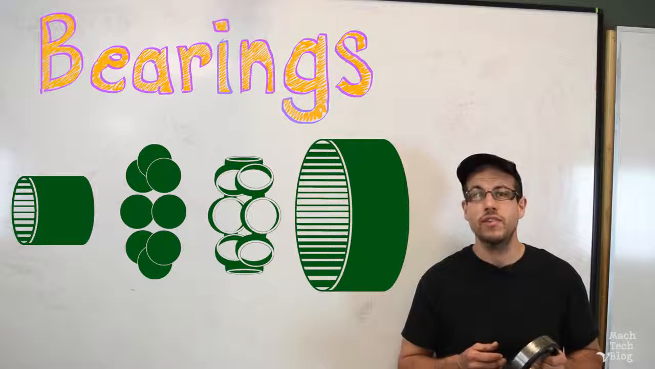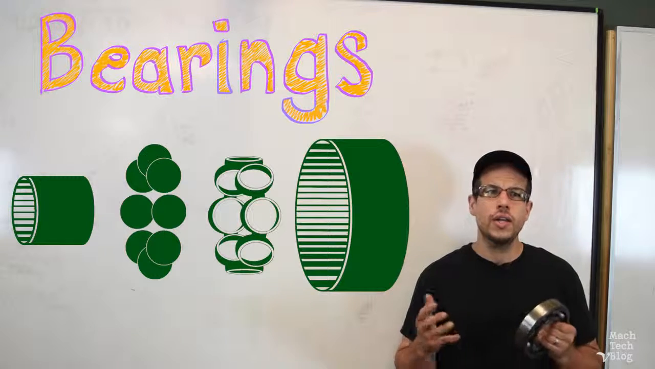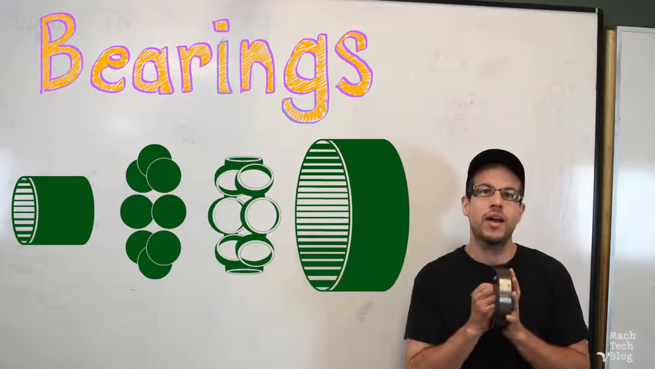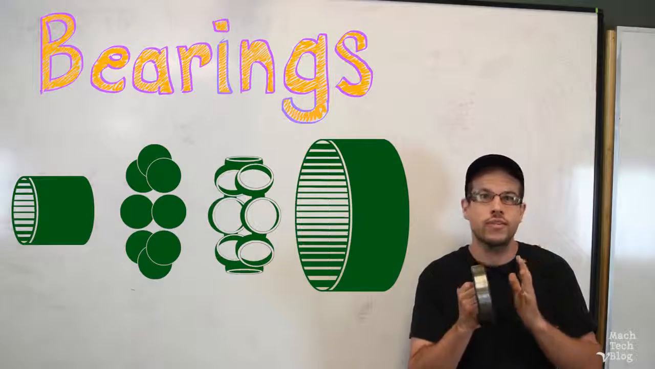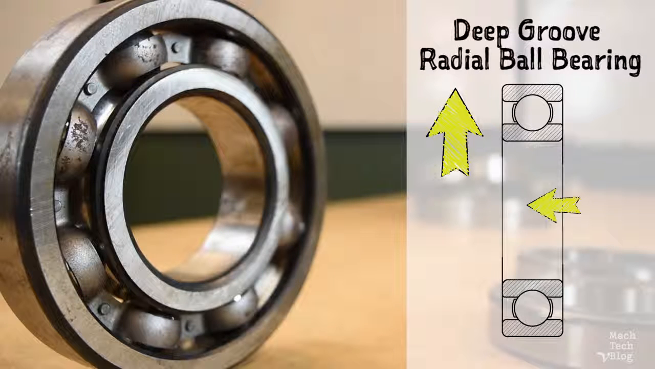These extra accessories, usually in the form of seals or shields, are really about protecting your internal components from the hostile outside world, which is filled with dirt and grime and all kinds of nasty things. This is the bearing I've been using as an example. Because of its symmetrical design with a single deep groove for ball-type elements, this type of bearing is called a deep groove radial ball bearing.